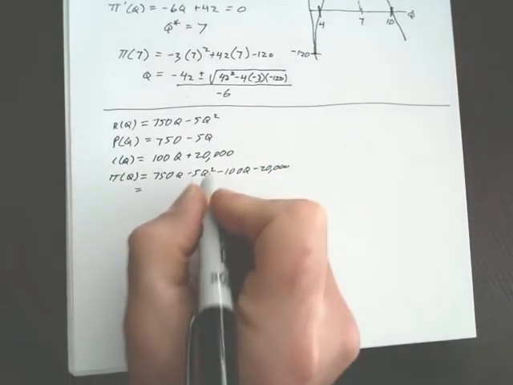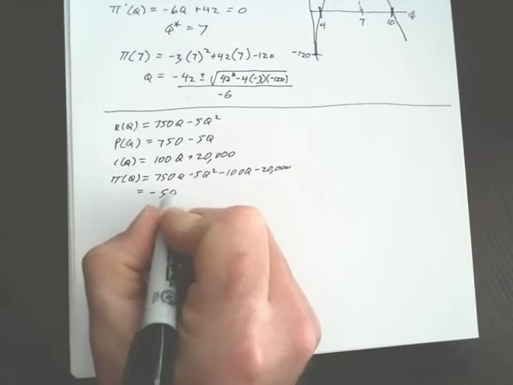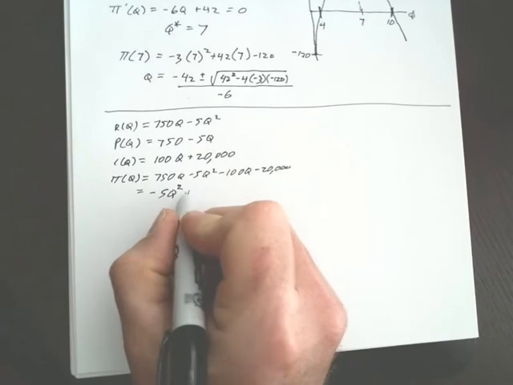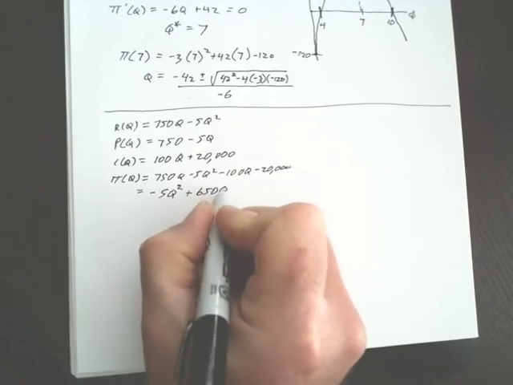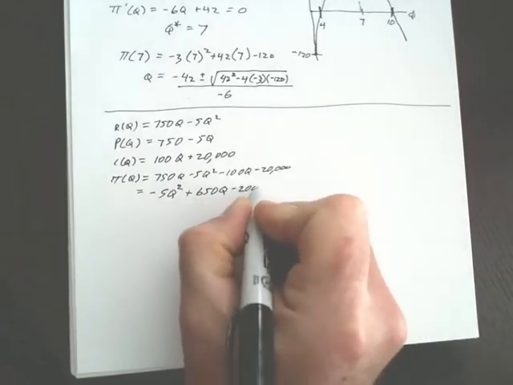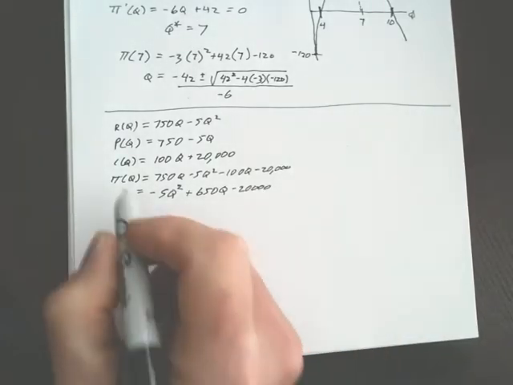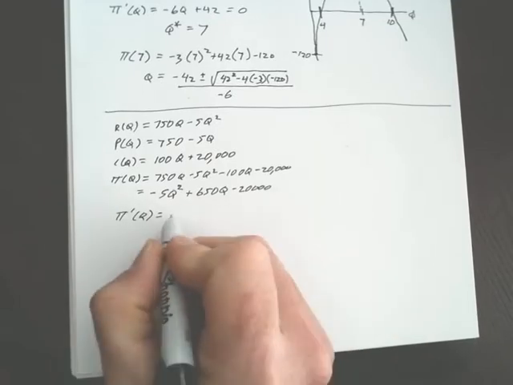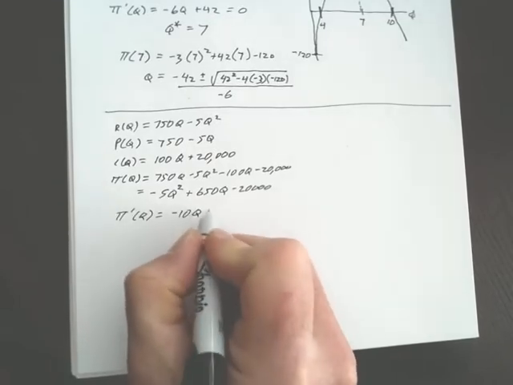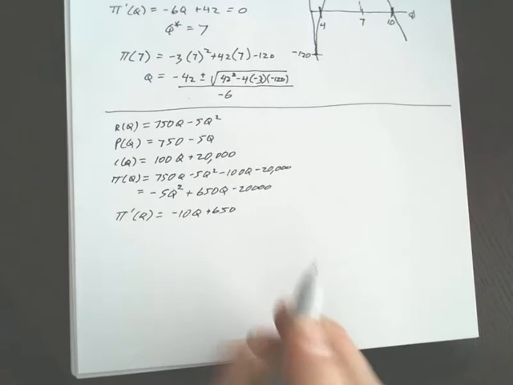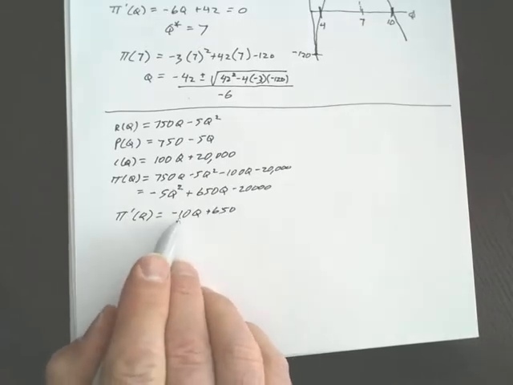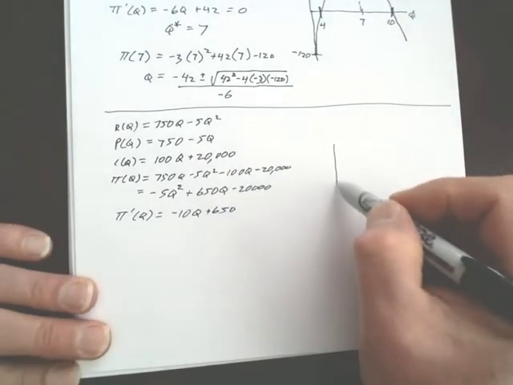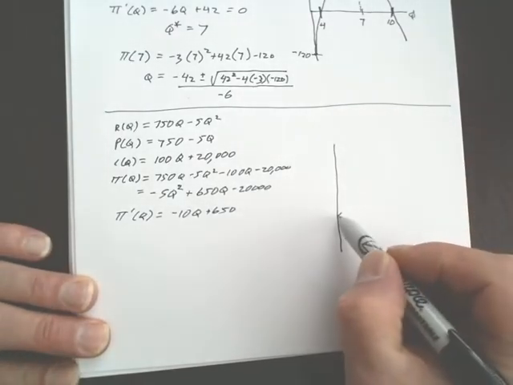Now we're going to combine and simplify. That means my profit function looks like negative 5Q squared plus 650Q minus 20,000. We're going to take the first derivative of the profit function. That equals negative 10Q plus 650. And of course the second derivative will be equal to negative 10, saying that the profit function is concave down, so we should have a maximum profit level.